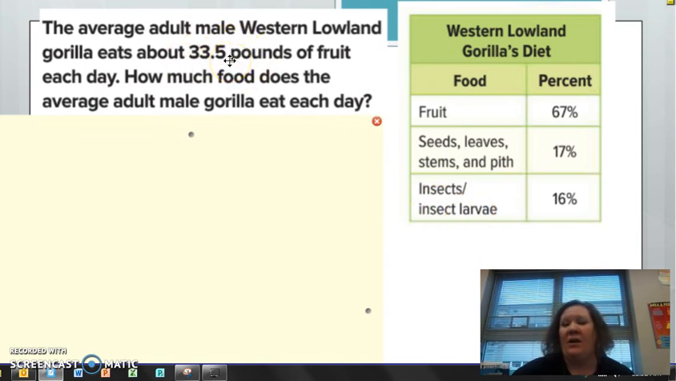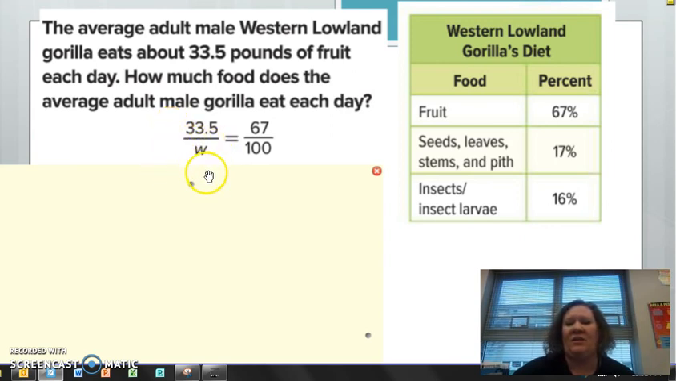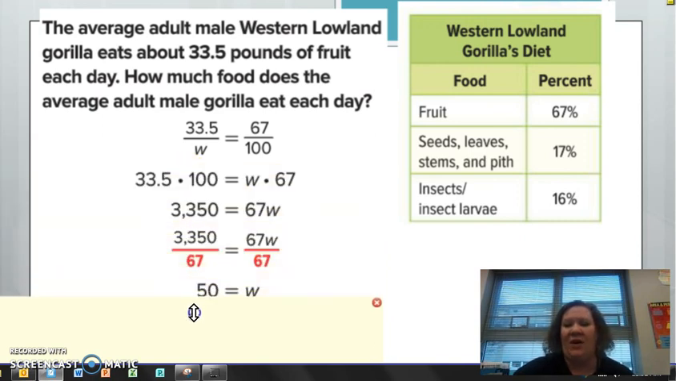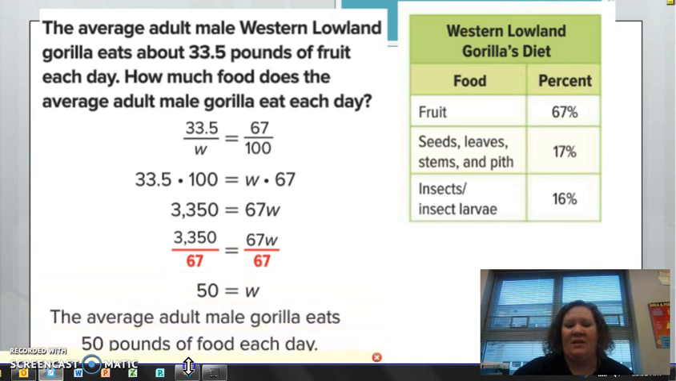That's what we're given. We are looking to find our whole. We have the part, which is just the fruit, over all of the food that the gorilla eats during the day, and there's that percentage of the fruit. 67% is represented as 67 over 100. From here, we simply cross multiply and divide, and we find that the average adult male gorilla will eat about 50 pounds of food each day.